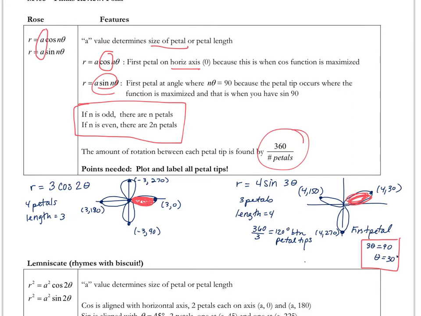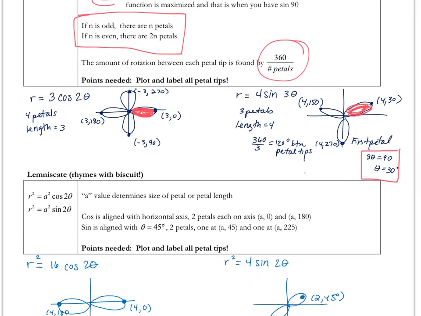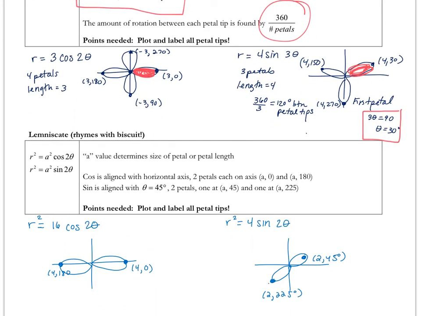Next up, we talked about our lemniscate. In our lemniscate graph, this kind of looks like what you guys often called an infinity sign. And the things that we need to remember is that the coefficient in front of the function is a squared. And since a is squared, we have to square root that value, and that will tell us the length of the petal. If we are dealing with our cosine lemniscate, then our first petal is on the horizontal axis. If it is a sine lemniscate, then our first petal is on the 45. And the petals are 45 degrees apart from each other.